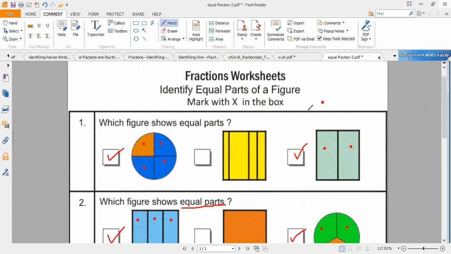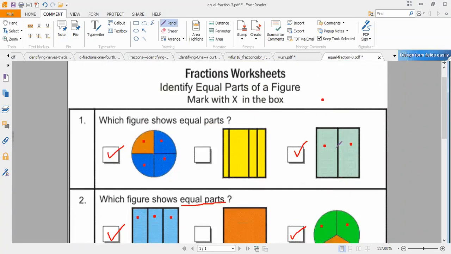We learned to name the shape with 2 equal parts. We said that any shape with 2 equal parts has a name. Who can remember its name? Do you remember the half? Mustafa, the shape with 2 equal parts, we call it what? Half. Very good.